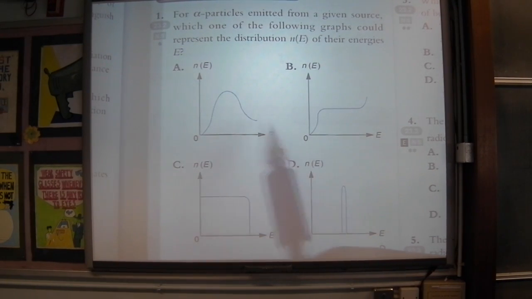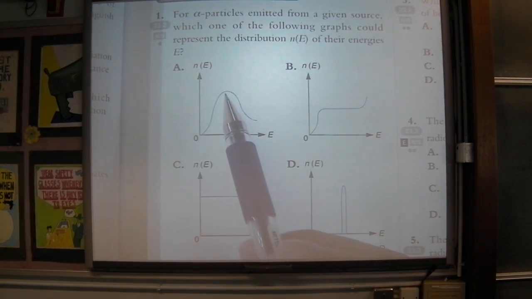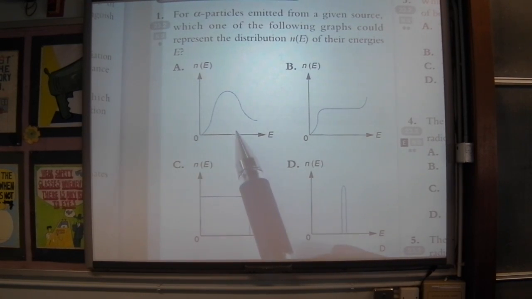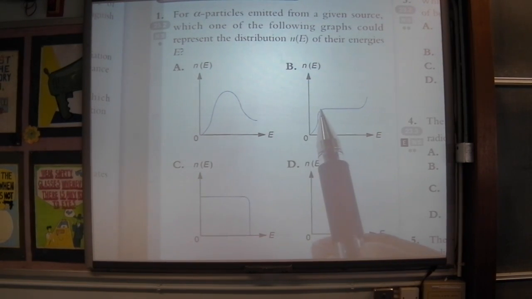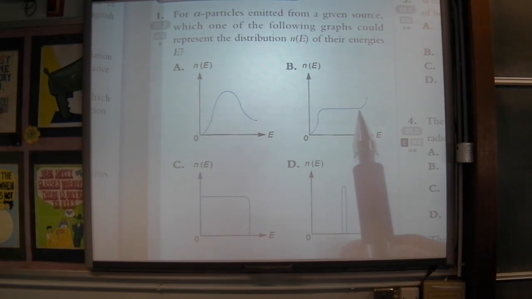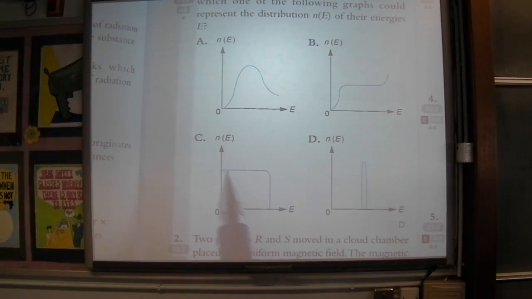So we see that for A, there's no energy, and then the number of particles increases and comes to a maximum for a particular energy, and then the number of particles reduces. And for this one, the number of particles increases and becomes flat for a range of energy and then increases again. This one, particles can have no energy at all, and then the number of particles remains more or less the same, and then suddenly there's no particle beyond a certain amount of energy. So all three are incorrect.